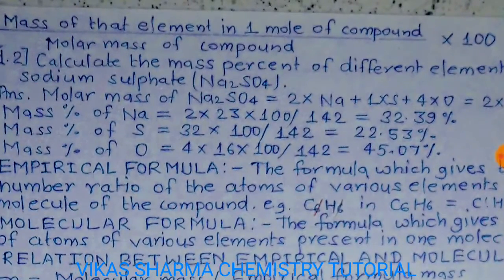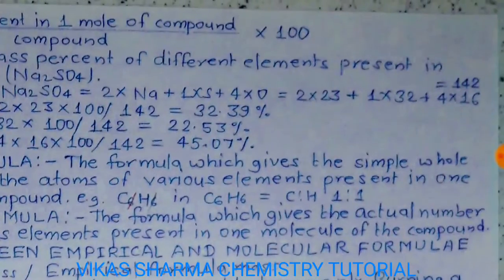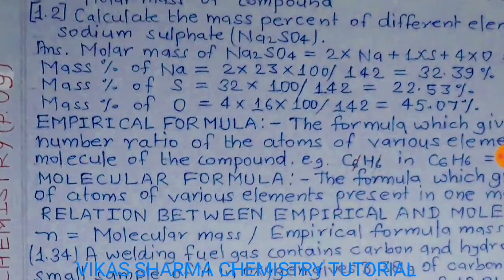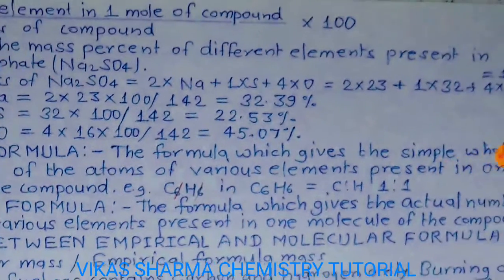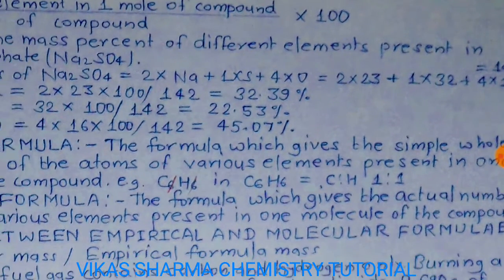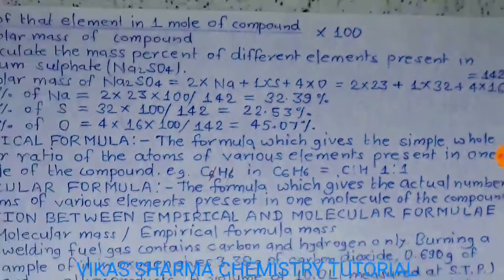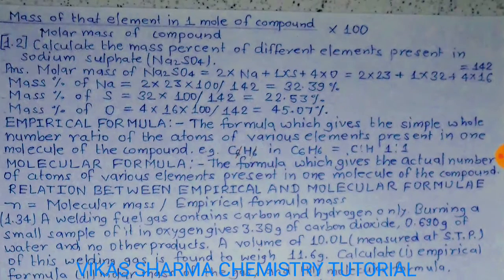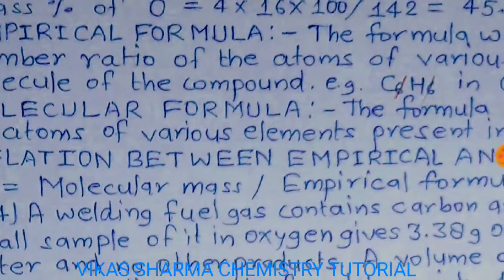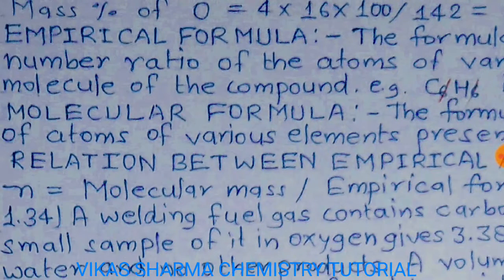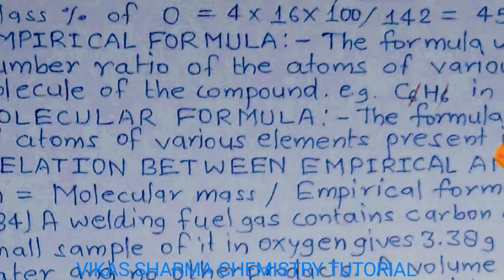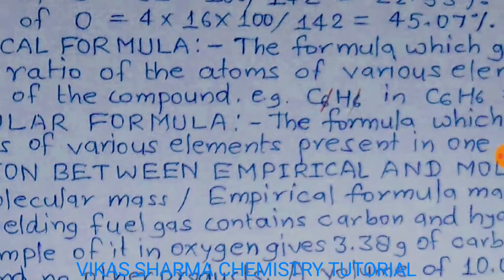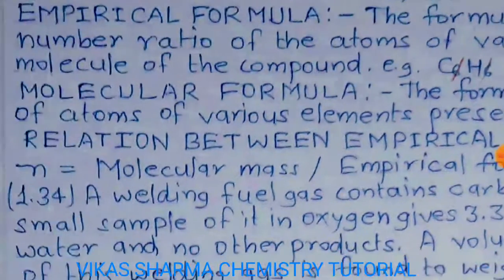Student, molecular formula, the formula which gives the actual number of atoms of various elements present in one molecule of the compound. For example, carbon dioxide. In carbon dioxide, carbon has one atom and oxygen has two atoms. So, what is the relation between empirical and molecular formula? Student, it is shown by the integer n. n is equal to molecular mass divided by the empirical formula mass. So you can calculate n.